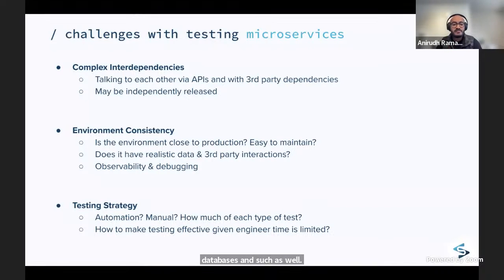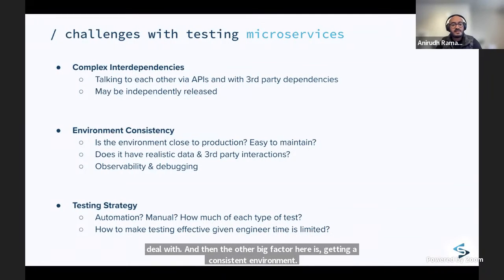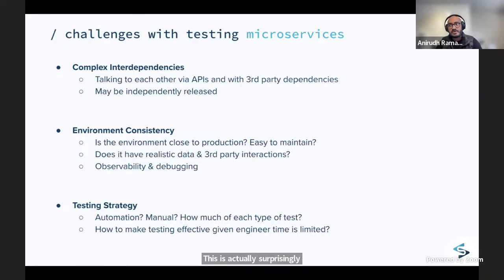And then the other big factor here is getting a consistent environment. This is actually surprisingly hard. The closer you get to production, the harder it is to maintain. The more you start to create clones of the environment, the more watered down it gets, and the harder it is to debug and observe things in it, and the further it drifts from production. So these are all problems that occur when trying to test these microservices.